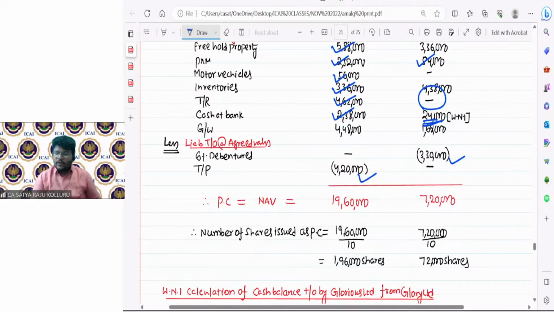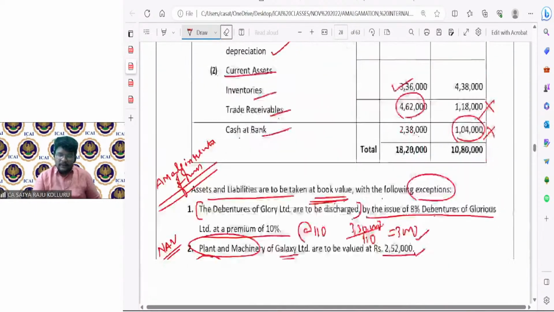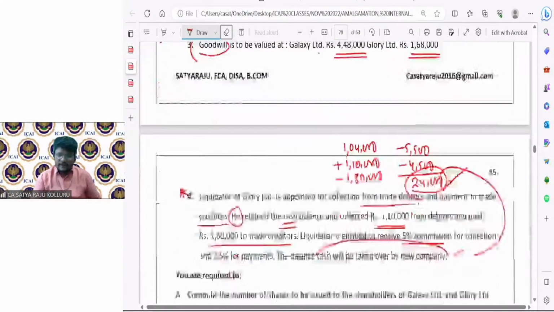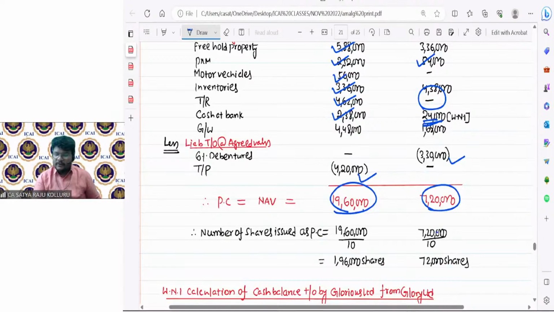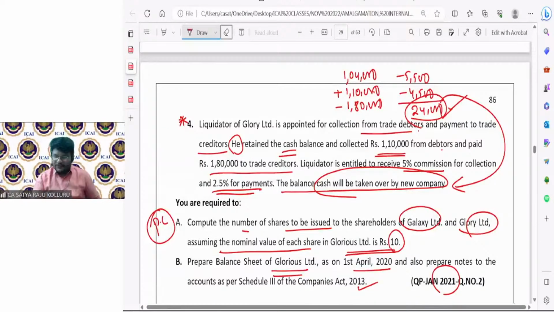So 420 only, you can consider here nil. Now NAV, I am getting 19 lakh 60 for Galaxy, 7 lakh 20,000 for Glory. Now it is clearly given the issue price is at the rate of 10 rupees. Then you need to calculate the number of shares issued as PC. If you divide with 10, then you will get the number of shares issued as PC. That's why the number of shares issued as PC is always equal to the amount of PC divided by the issue price. Here the issue price is nothing but the par value that is given.